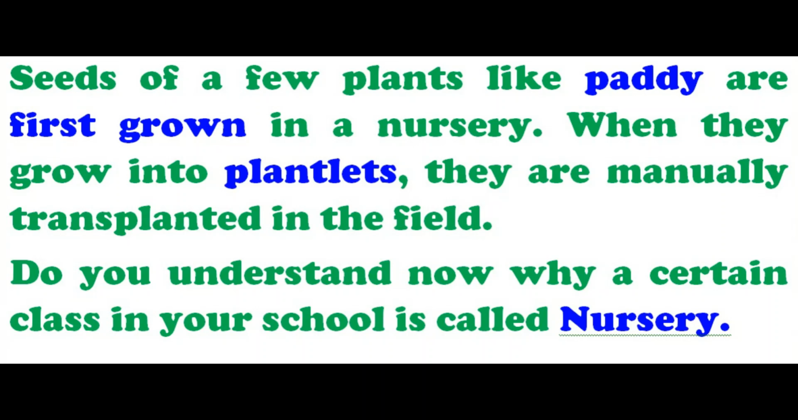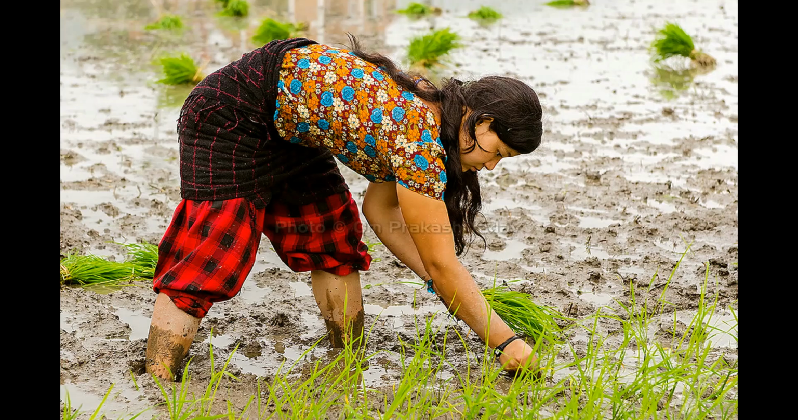Now some plants are there which are a little delicate, like paddy. Paddy seeds need some very special care to germinate. Seeds of a few plants like paddy are first grown in a nursery. When they grow into plantlets, very small plants, they are manually, by hand, one by one, transplanted in the field.